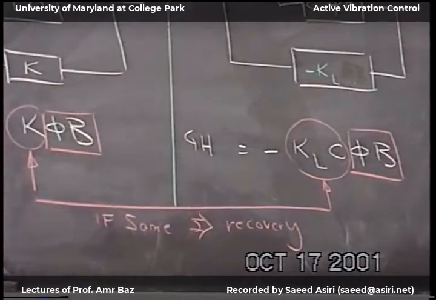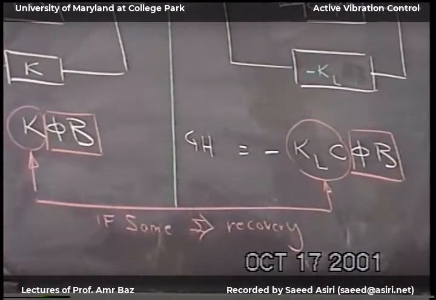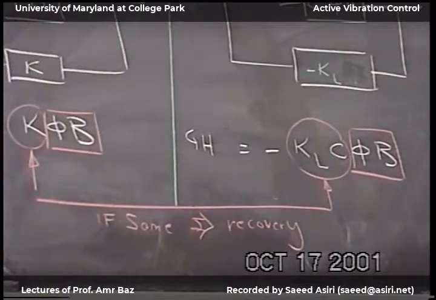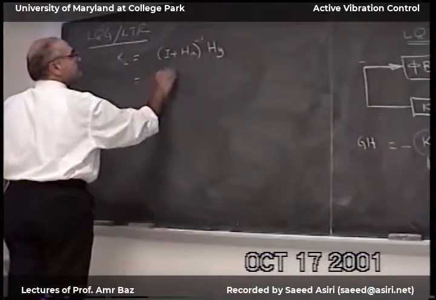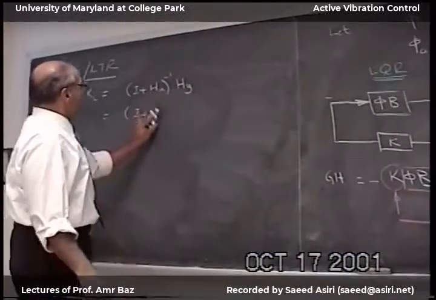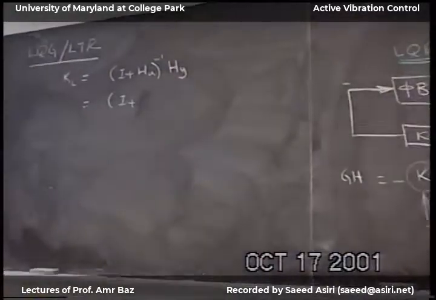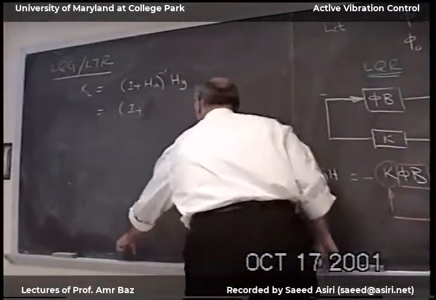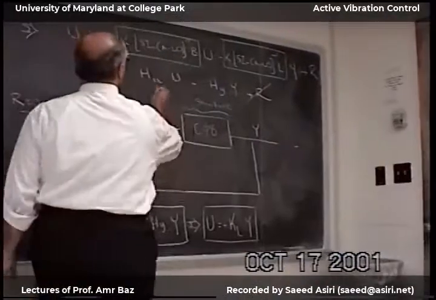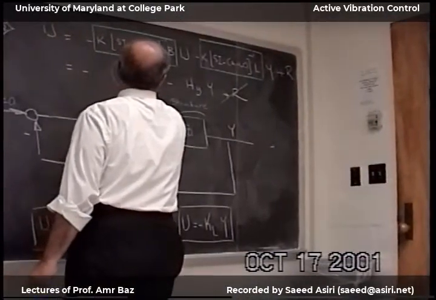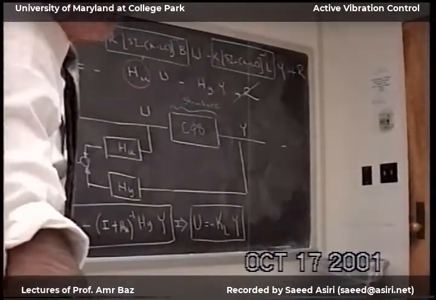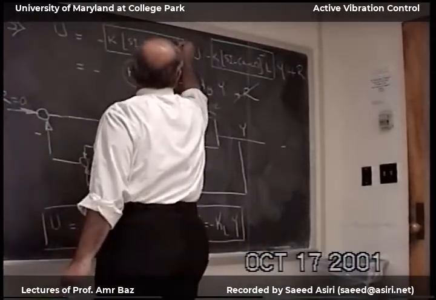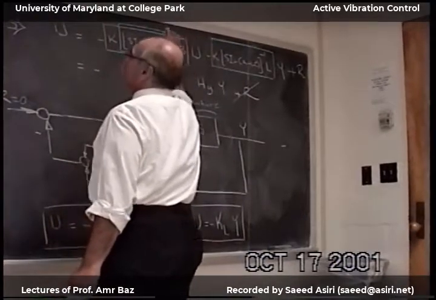Again, KL was equal to I plus HU times HY. Sorry, then HU now is this entire term, and we put this as phi0.